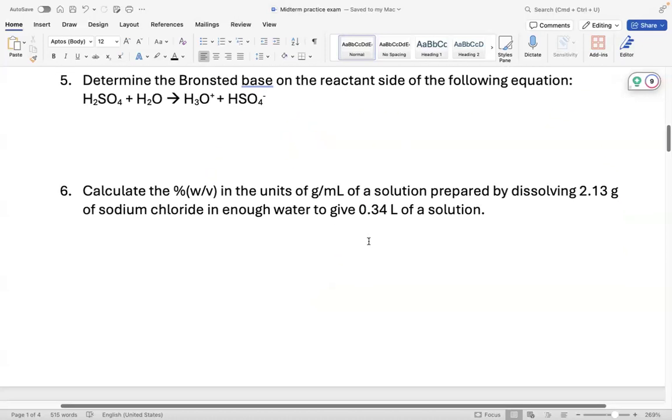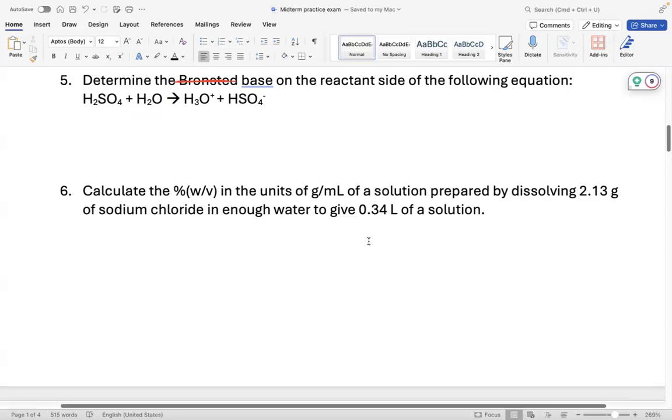All right, so 5, still acid-base stuff. Determine the Bronsted base. Basically, just read this as determine the base. There are 2 different ways you can define acids and bases, the Bronsted way and the Arrhenius way. Doesn't matter. So determine the base on the reactant side for the following equation. So we have H2SO4 plus H2O yields H3O+ and HSO4 minus.